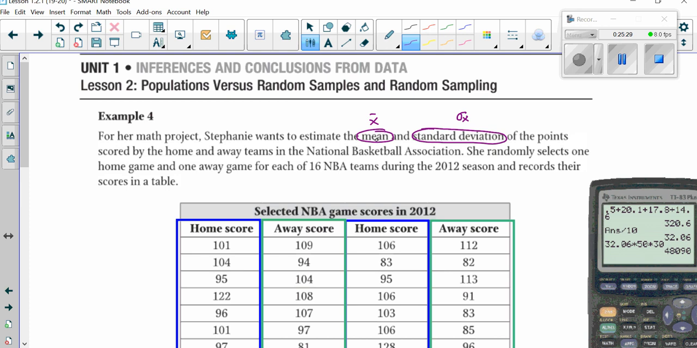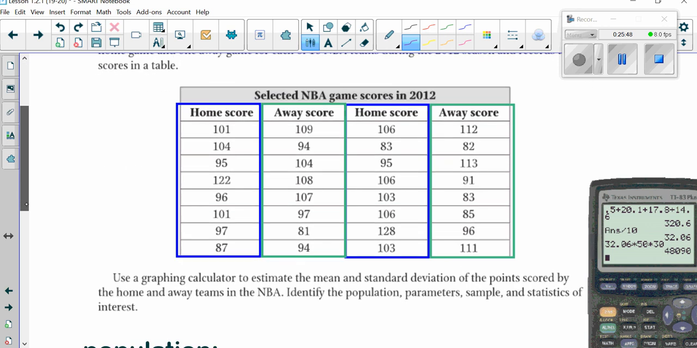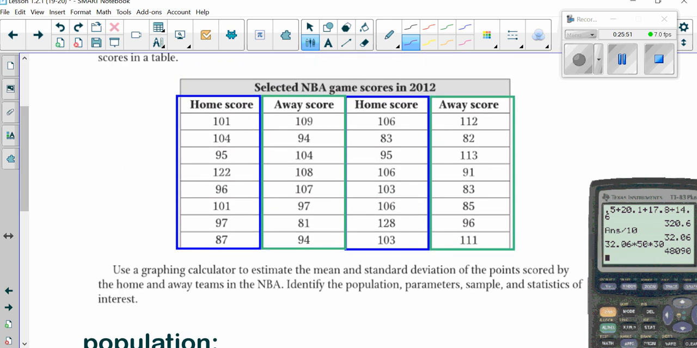So she wants to estimate the mean and the standard deviation of the points scored by the home and away teams in the National Basketball Association, so NBA. She recently selects one home game and one away game for each of the 16 NBA teams during the 2012 season and records their scores in the table below. Okay. So I just kind of section them off here because it goes home score and then it wraps around to this home score and then away score wraps around to this away score. So notice that there's 1, 2, 3, 4, 5, 6, 7, 8, 9, 10, 11, 12, 13, 14, 15, 16. So there's your 16 home and then your 16 away.